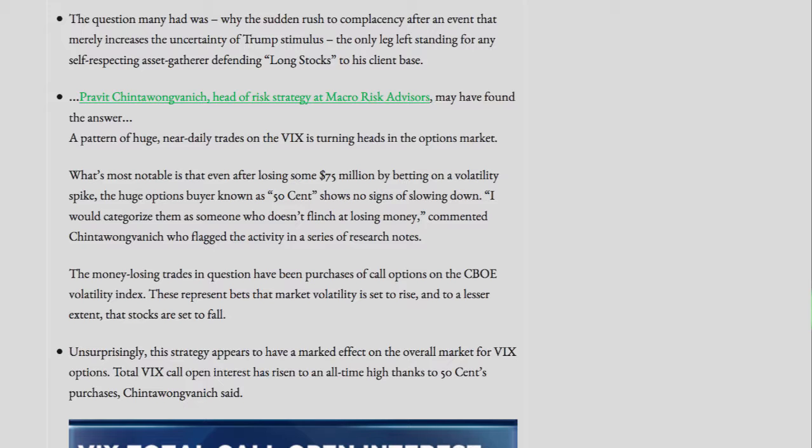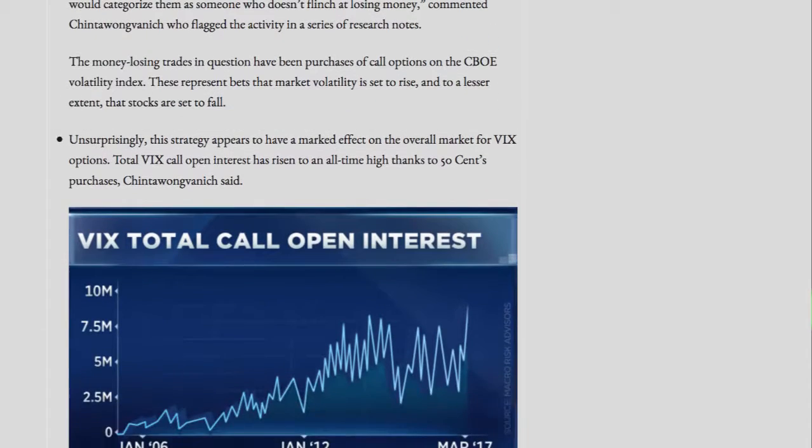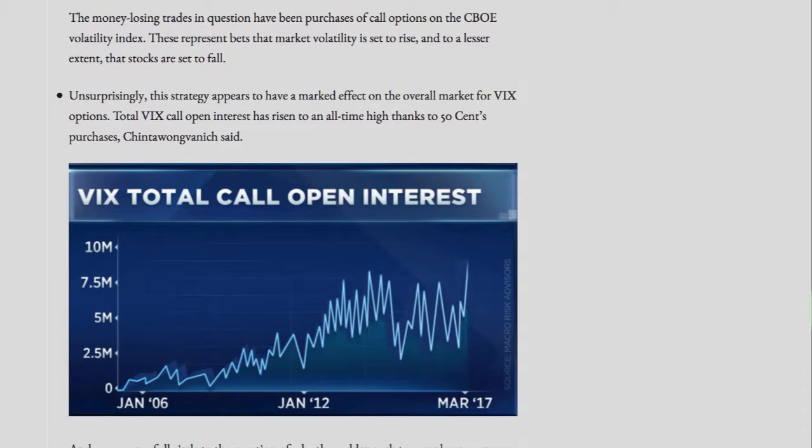The money-losing trades in question have been purchases of call options on the CBOE Volatility Index. These represent bets that market volatility is set to rise, and to a lesser extent, that stocks are set to fall. Unsurprisingly, this strategy appears to have a marked effect on the overall market for VIX options. Total VIX call open interest has risen to an all-time high, thanks to 50 Cent's purchases, Chintawongvanich said.